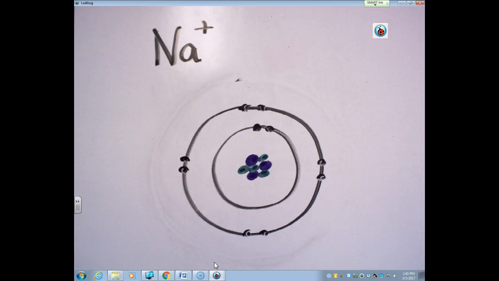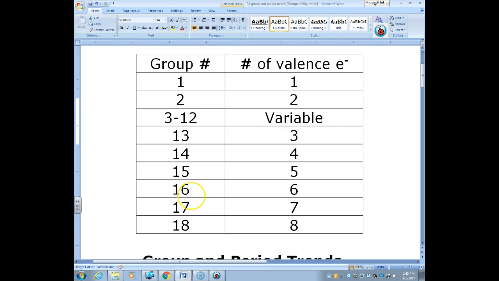We can do this for all of the elements in the periodic table. Now 3 through 12, the transition metals, is variable, and we'll discuss those separately. But here we know how many valence electrons they're going to have. We now have discovered that group 1 has 1 valence electron and is going to lose that 1 valence electron. Well, not only sodium is going to do that, but everything else.